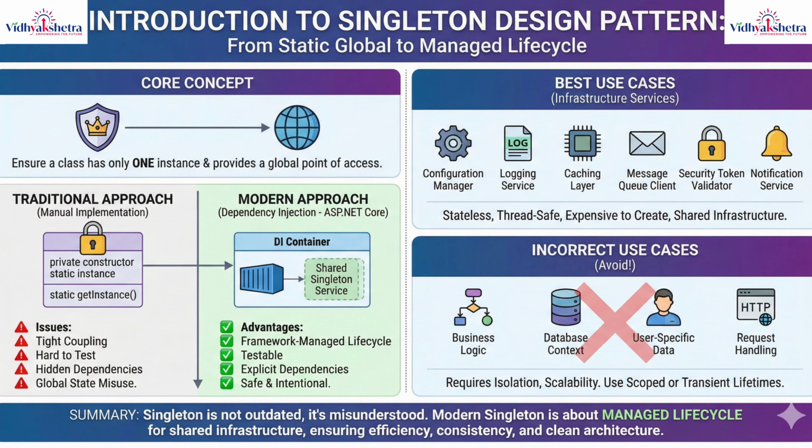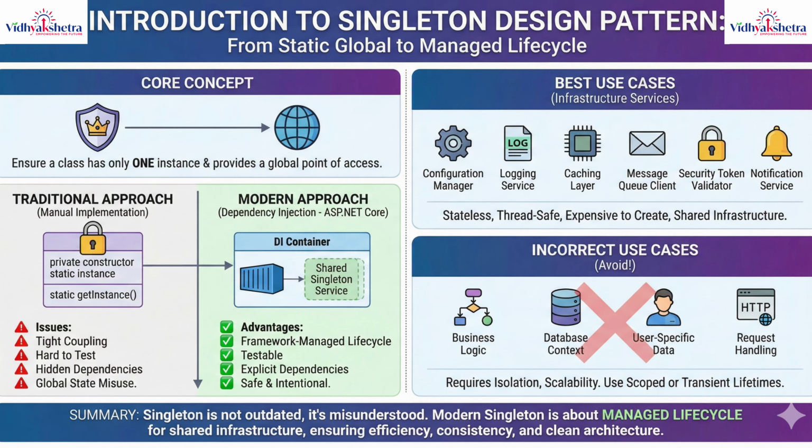Traditionally, singleton was implemented by making a class constructor private and exposing a static method that returns the same instance every time. This approach ensured that no matter how many times the class was accessed, only one object ever existed in memory. Early applications used this pattern for logging, configuration handling, and resource management.